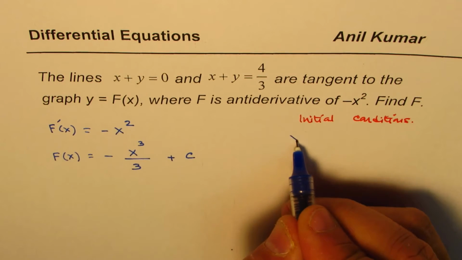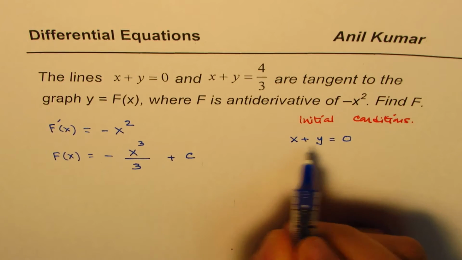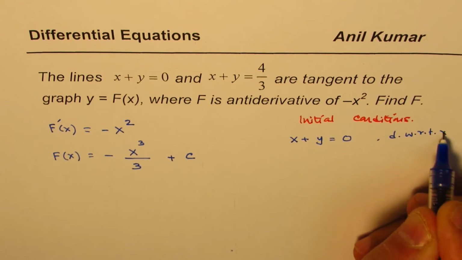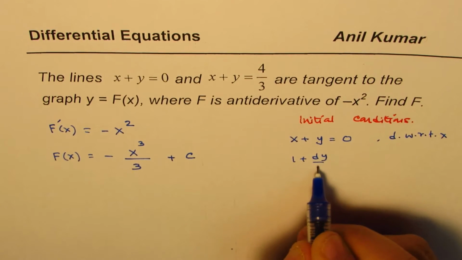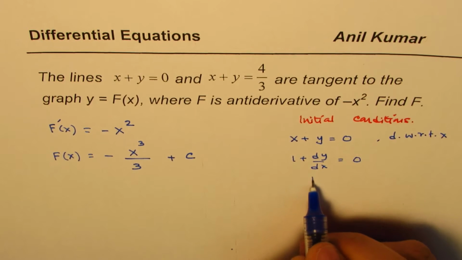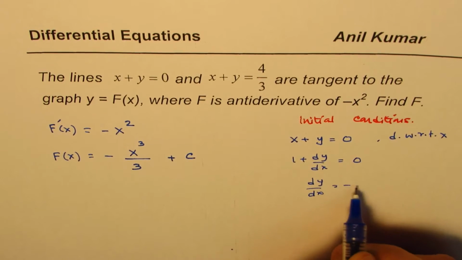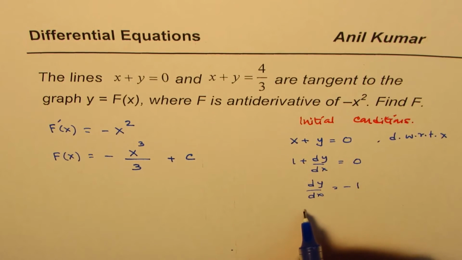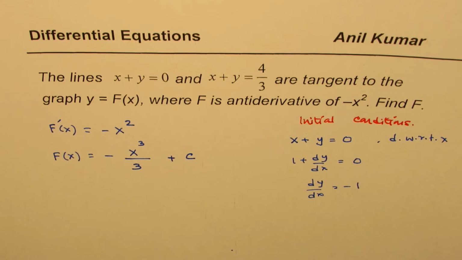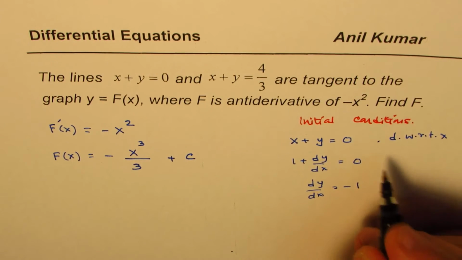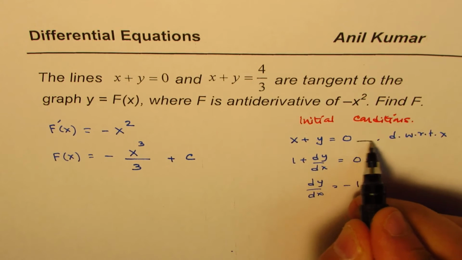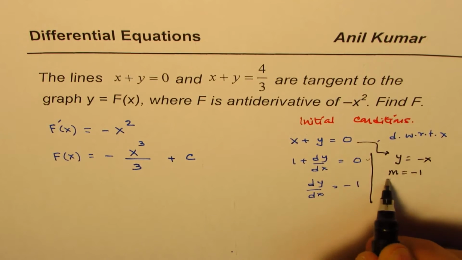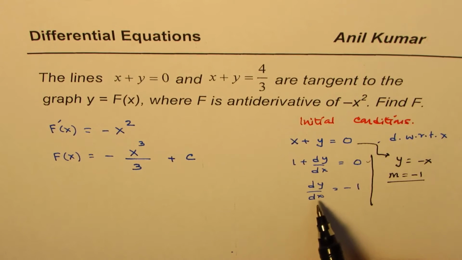Let's analyze the first one, which is x plus y equals 0, and from here if we do differentiation with respect to x, we get 1 plus dy dx equals 0, or we get dy dx as minus 1. You could also rearrange this equation, let me do it here. If I write in terms of y, the alternative could be, you could write y equals minus x, and then the slope is minus 1. So that gives you the derivative, right?